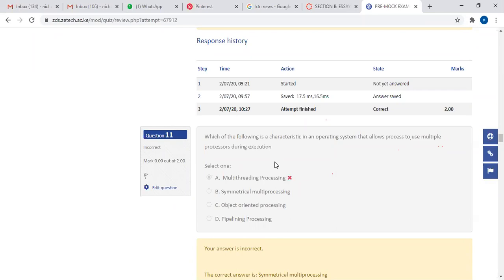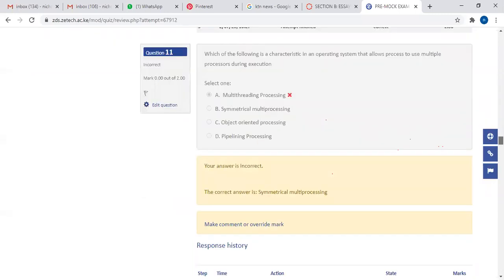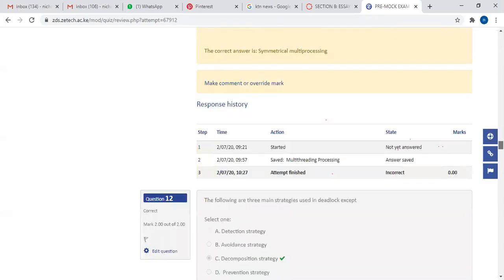So it is always good to know these characteristics, and how you can define them in your own interpretation. It's not a must that you define them according to what you have in the notes. So please be able to understand that.